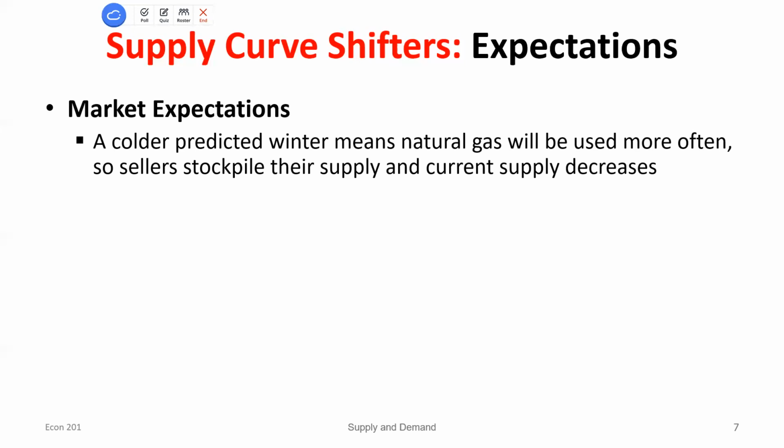So if I expect an increase in demand down the road, or that the price of this good might be higher down the road, I'm going to decrease my supply today or stockpile it for the future. I won't put it on the market today, I'll put it on the market in the future, when I know the price is higher.